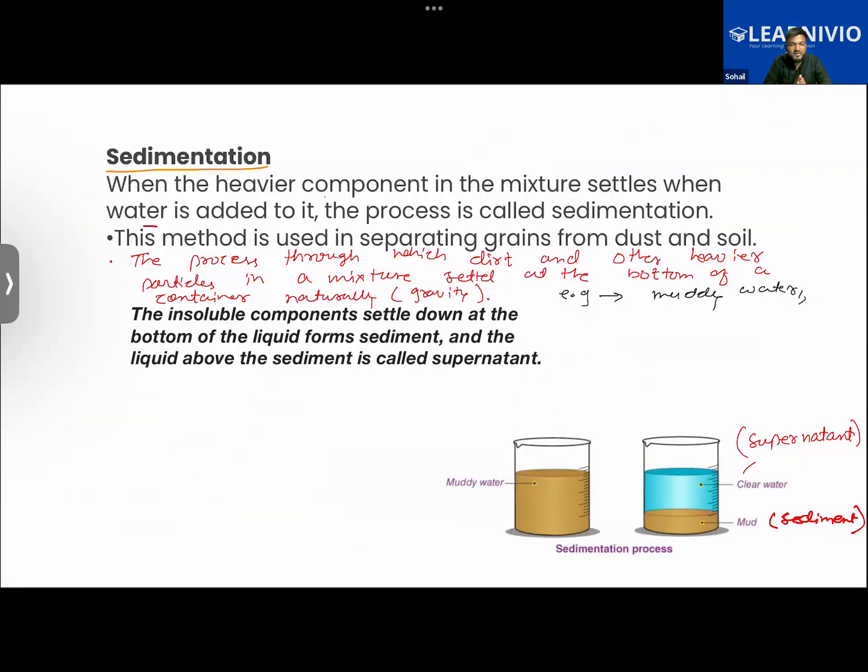So yes, sedimentation. We did learn that whenever we have a mixture in which one of the components is heavier, basically it would be solid in nature. When we allow such a mixture to rest for some time, due to the force of gravity the heavier component will settle down at the bottom of the beaker, right? The one that settles at the bottom is called sediment, and the clear liquid that is left is called supernatant. So that is the thing about sedimentation.